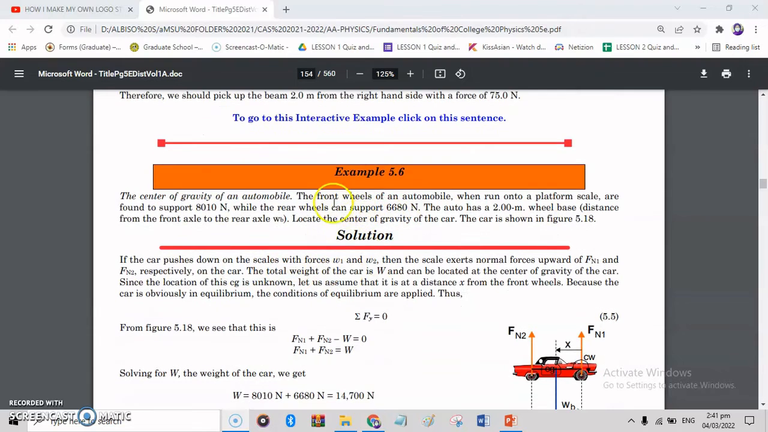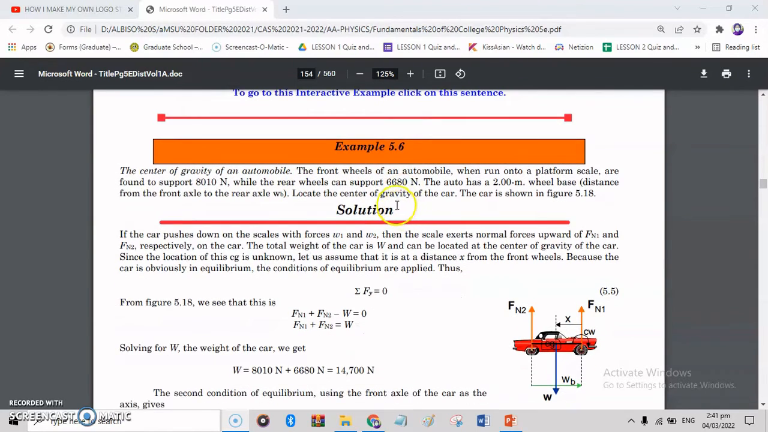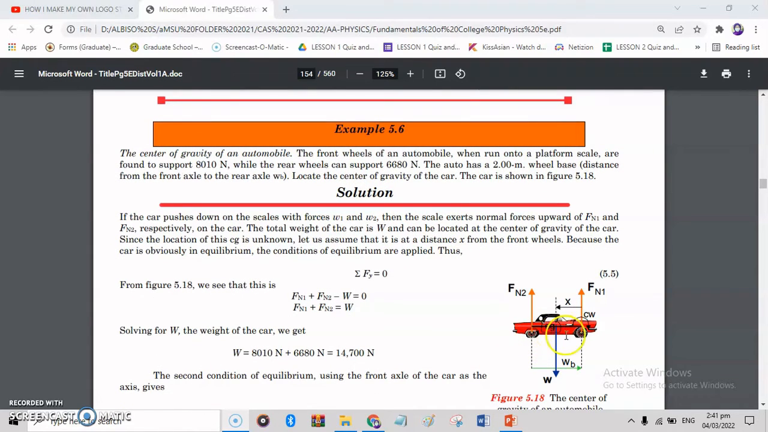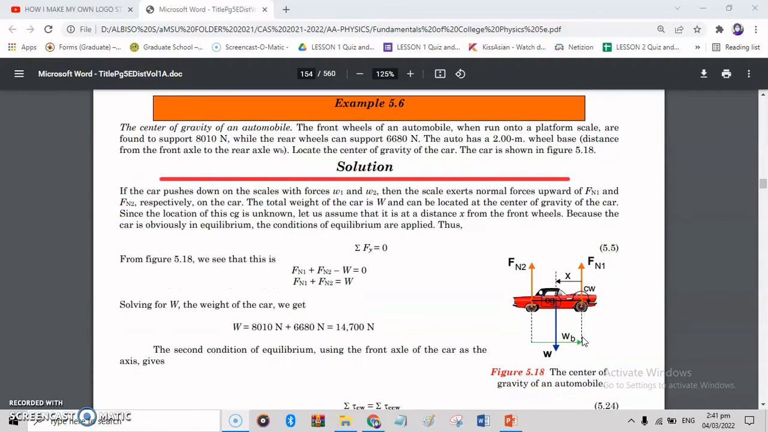Another example, the front wheels of an automobile when run onto a platform scale are found to support 8,010 Newton, while the rear wheels can support 6,680 Newton. The auto has 2 meter wheelbase distance. Okay, so this is wheel to wheel, so 2 meter. Locate the center of gravity of the car, and the car is shown in this figure. Pag sinabing front wheel, front. Pag sinabing rear, likod yan.